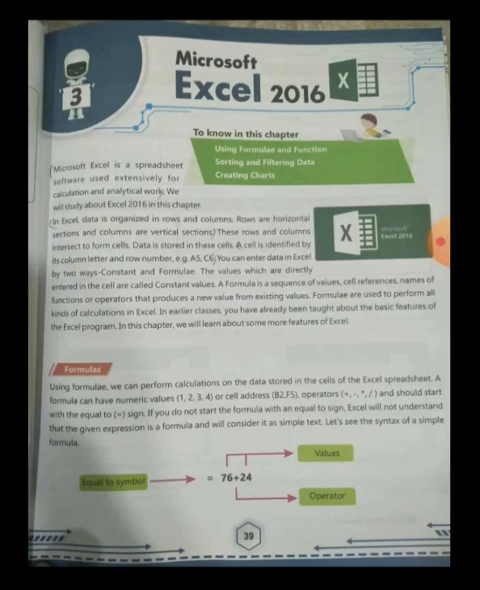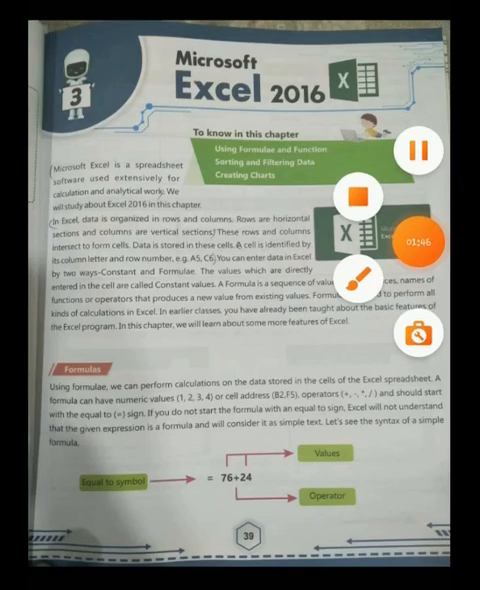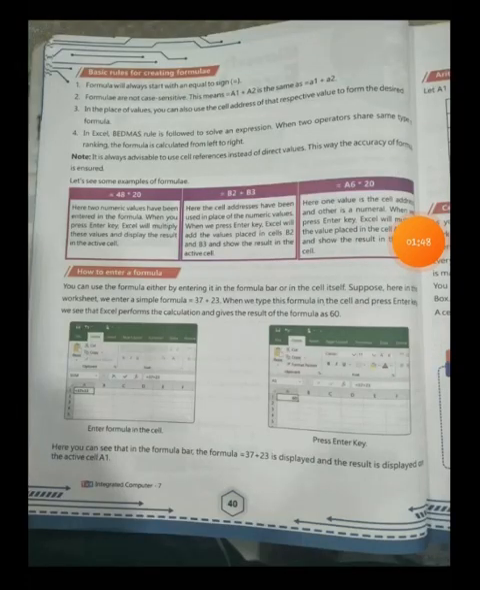So let us see the syntax of a simple formula. Here you can see an equal to sign, then 76, then the operator plus is used over here, the addition sign, then 24. These both are the values, 76 and 24, and this one is the operator. So this is the basic rule for creating a formula.